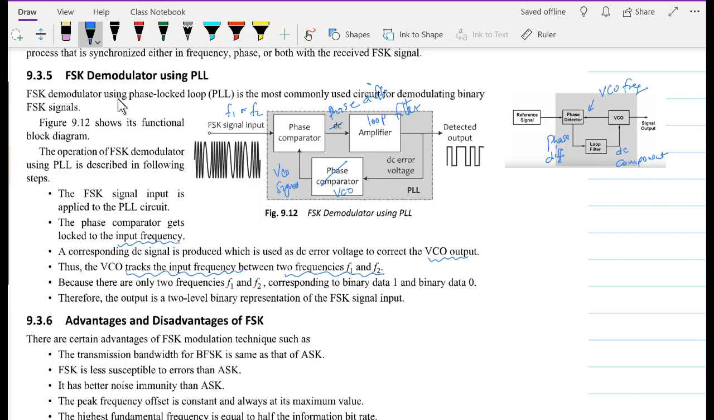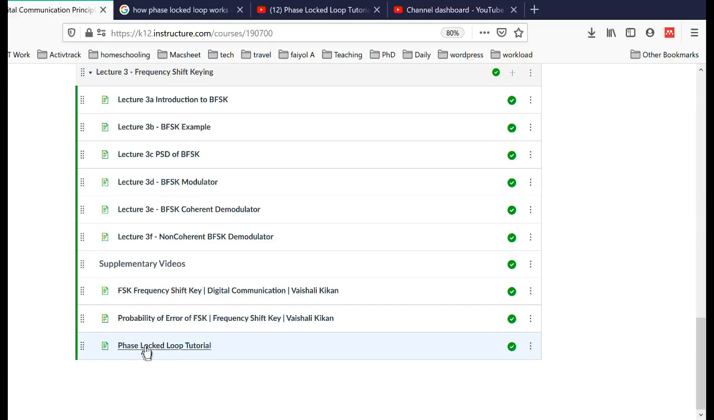And now jumping to the FSK demodulator when it is using the PLL, or the phase locked loop. We say that the PLL is the most commonly used circuit for demodulating binary FSK signals, and it takes the shape as shown in figure 9.12. I have added a video called Phase Locked Loop Tutorial that describes, in case you have forgotten, how the phase locked loop works, and therefore I will not go into the details of how that works.